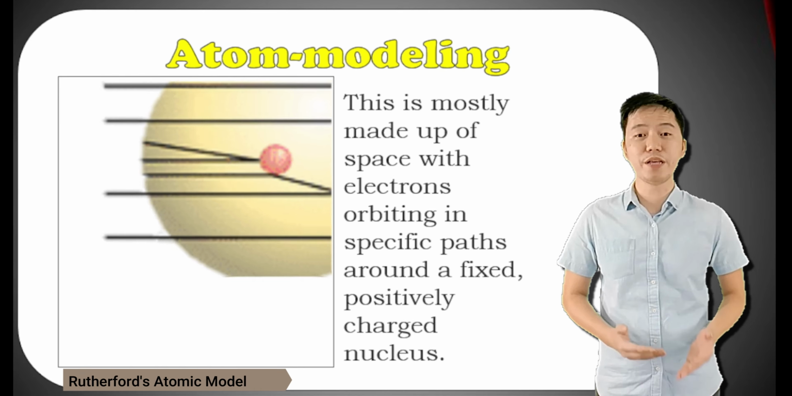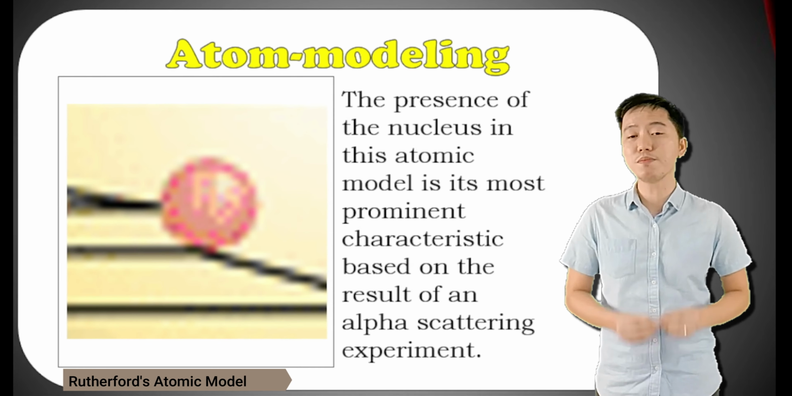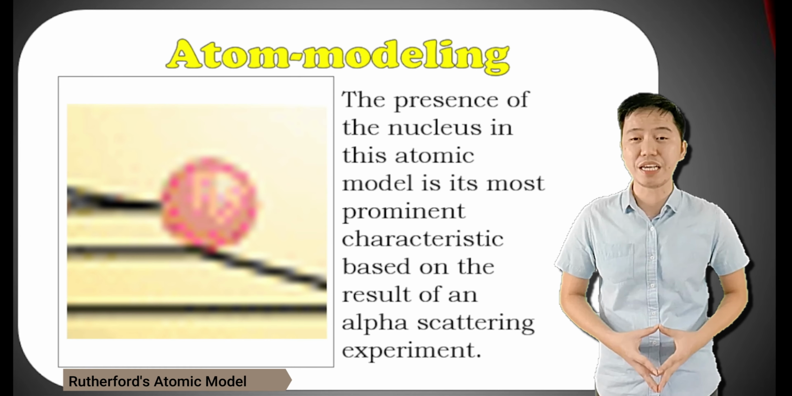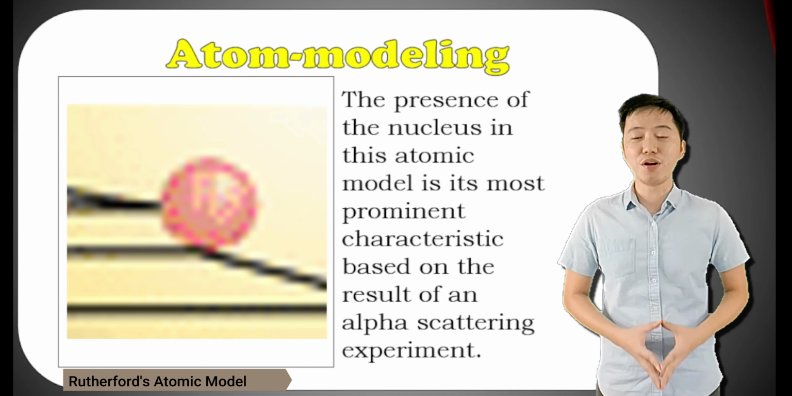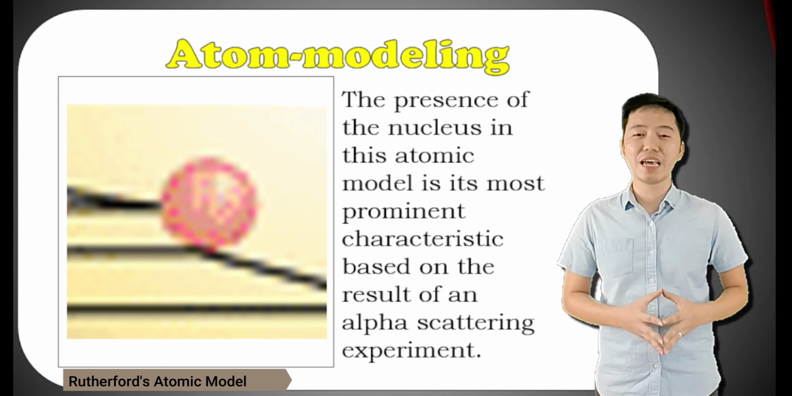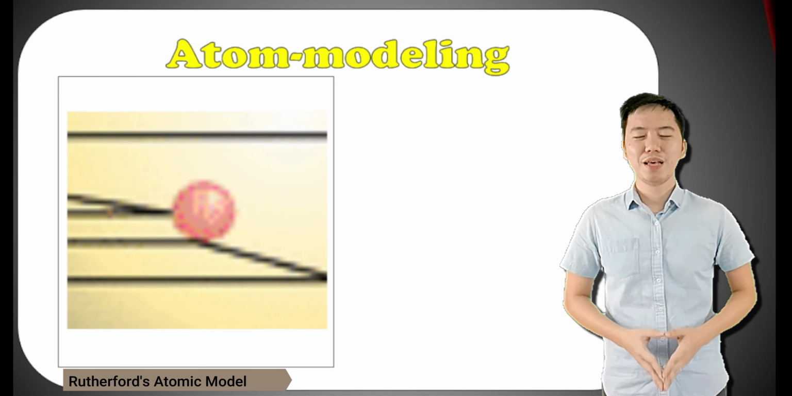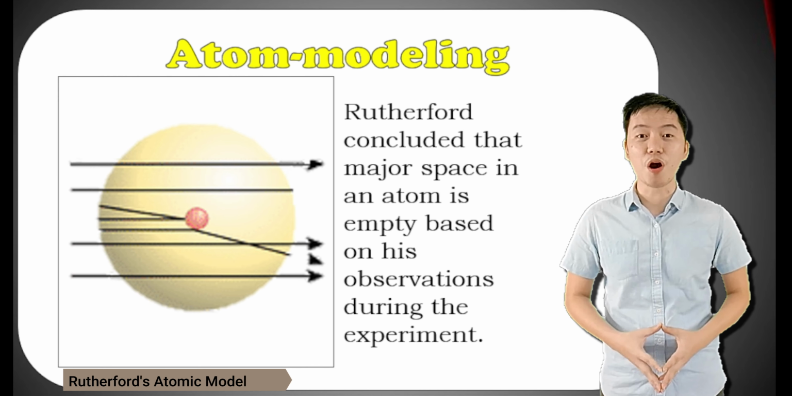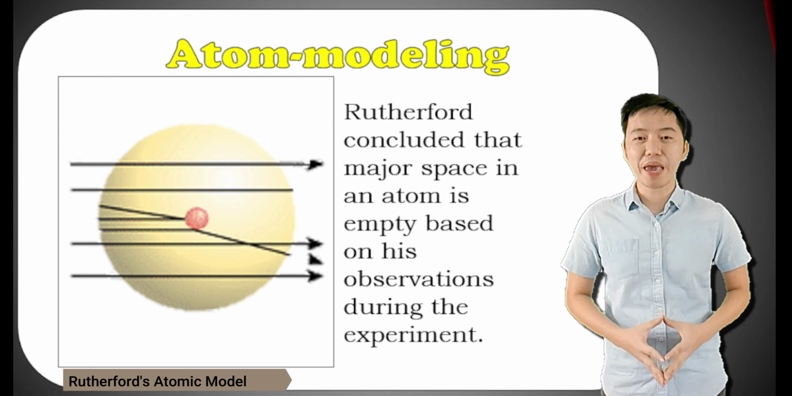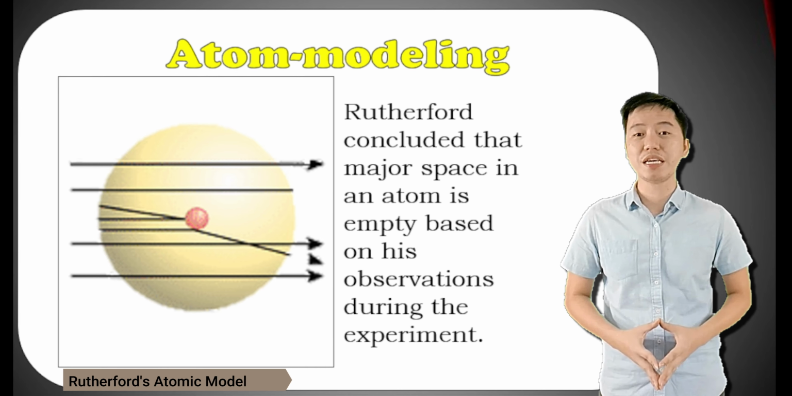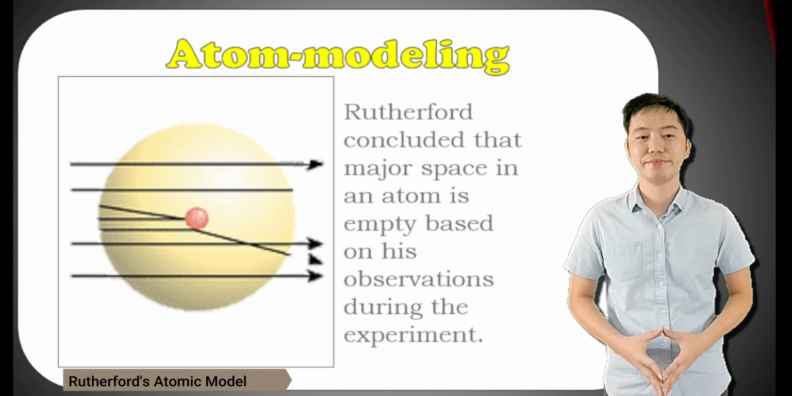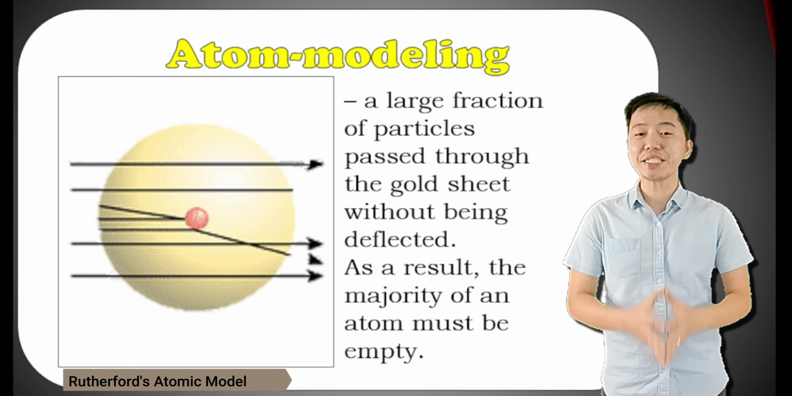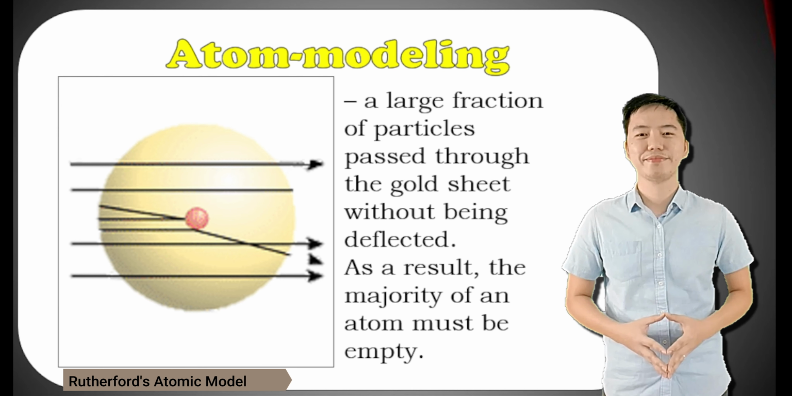The presence of the nucleus in this atomic model is its most prominent characteristic based on the result of the alpha scattering experiment. Rutherford concluded that major space in an atom is empty based on his observation during his experiment. As a result, the majority of an atom must be empty.